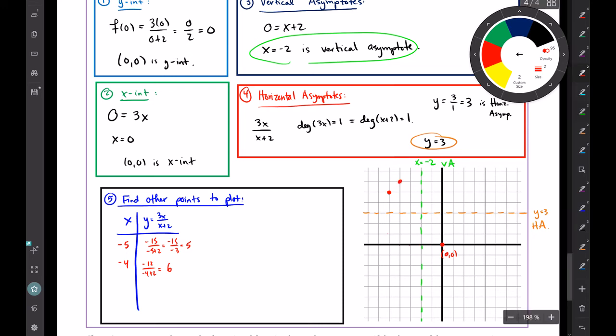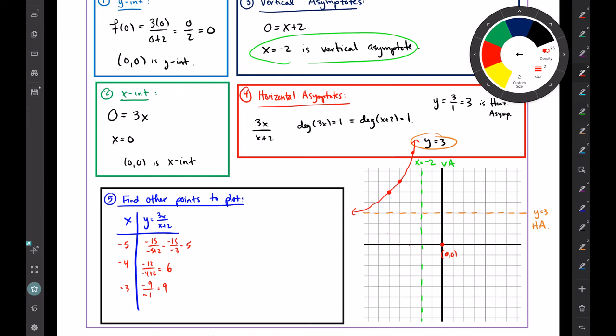Maybe I'll do negative 3. Negative 3 would give me negative 9 over negative 1. So that would be positive 9. So negative 3, 9, which is already off the graph. It's growing pretty quickly up there. So you can kind of see what's happening over here is that the graph is doing something like this. It's approaching the horizontal asymptote as x gets really big. It's approaching the vertical asymptote as x goes to negative 2.